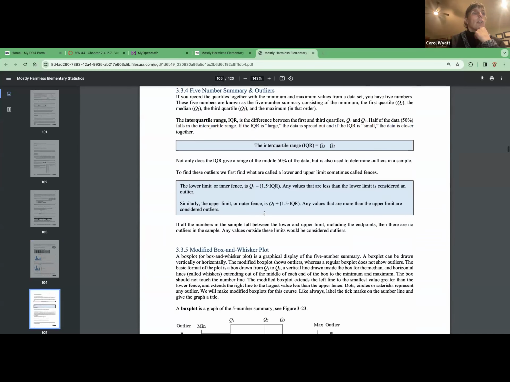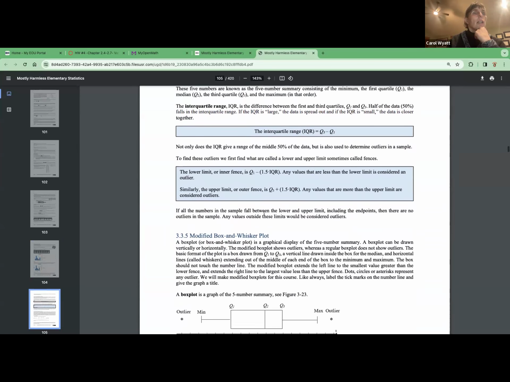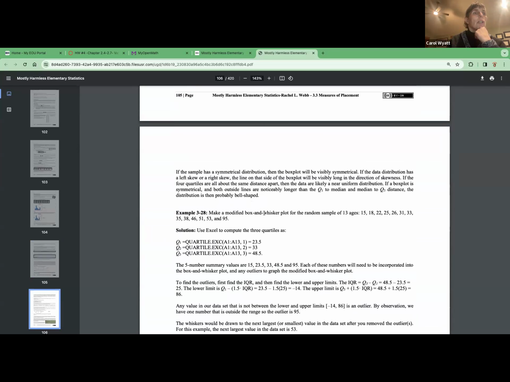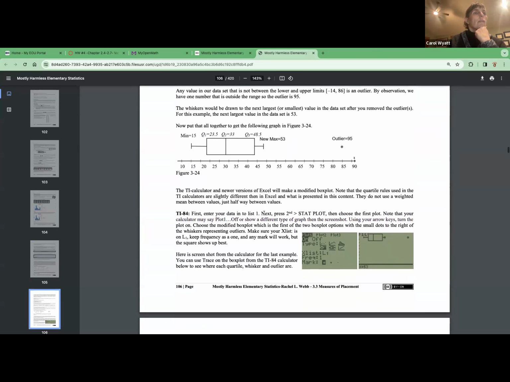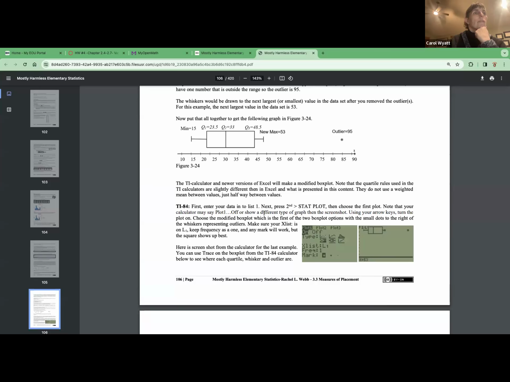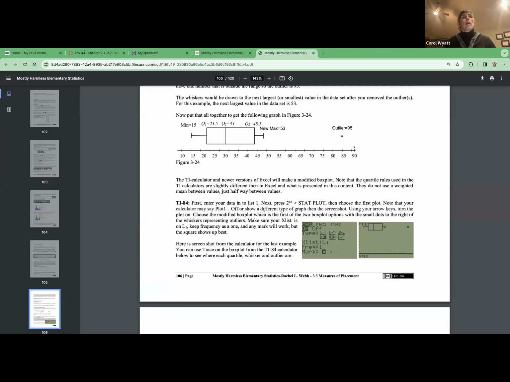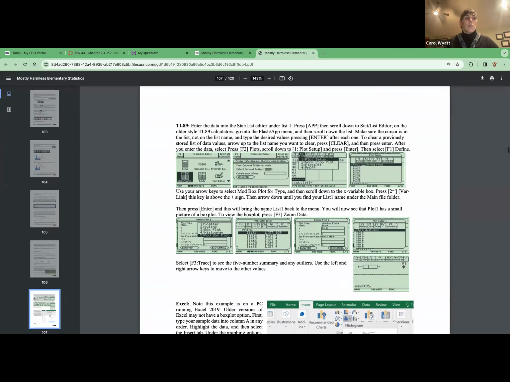I believe that they do a little explanation in here. Yeah, here it is. Note that the quartile rules used for the TI-89 and the TI calculators are slightly different than in Excel and what is presented in the content. They do not use a weighted mean between the values, they just go halfway between the values. And Excel weights it even differently than what's being presented here in the textbook.